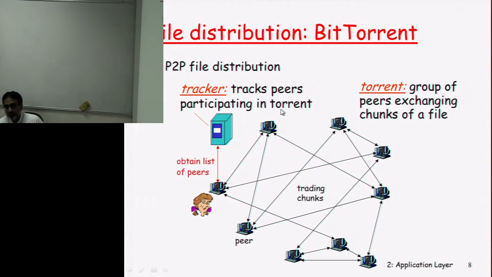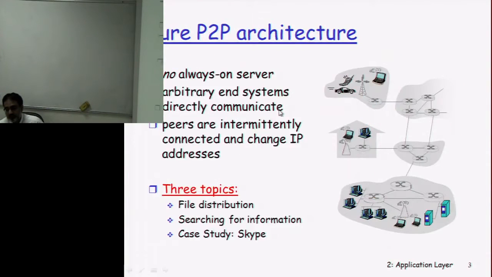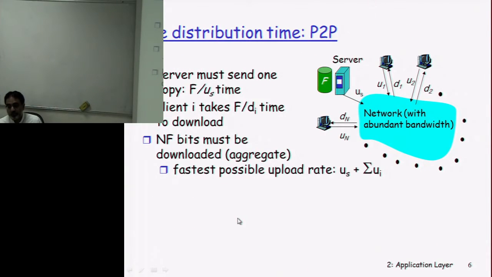So the next topic here is, the first topic was file distribution. We looked into it from the client-server point of view and from the point-to-point point of view. Now the second topic is searching for the information, which is BitTorrent.